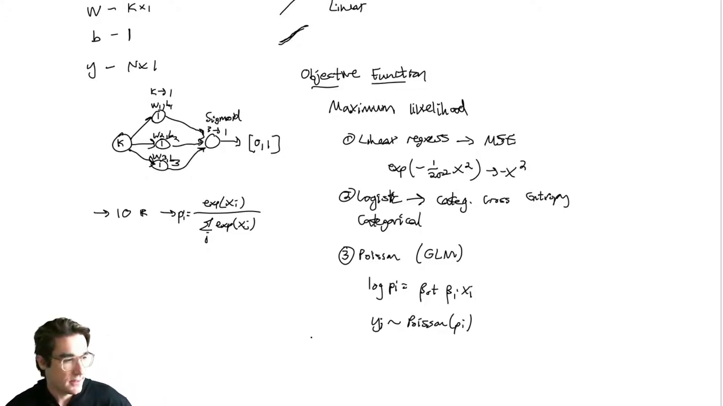Okay, so that's sort of what you can do in terms of matching output data. You've got continuous data, you've got count data, you've got categorical data. Those are the three biggies. Anything after that, and there's nothing after that. Okay, so those are your objective functions. Now we want to actually maximize this.